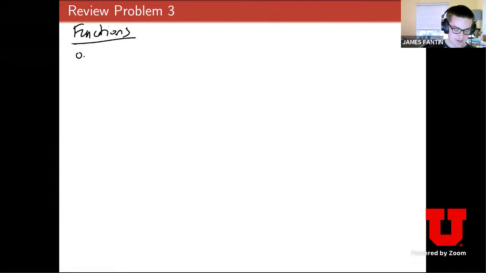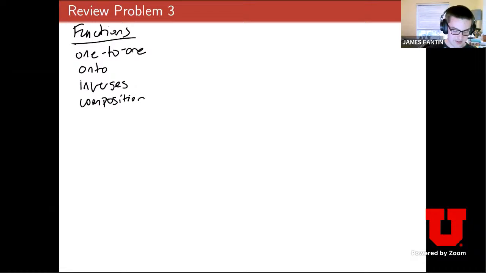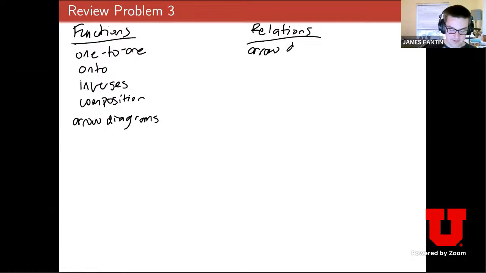So, right, all of the stuff about functions. If something's one-to-one, if it's onto, inverses of functions. We also had composition of functions. We had arrow diagrams to draw out functions. And then we had relations. We also had arrow diagrams for relations.